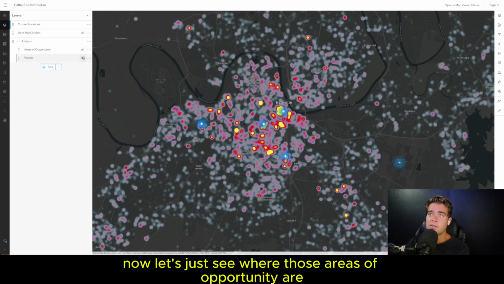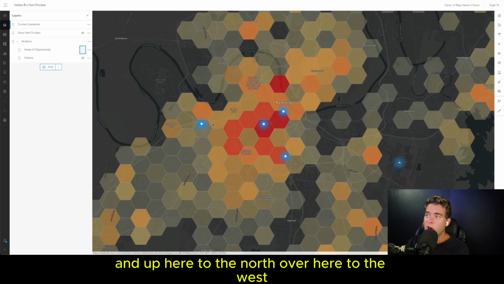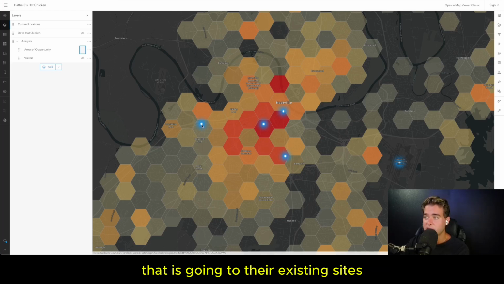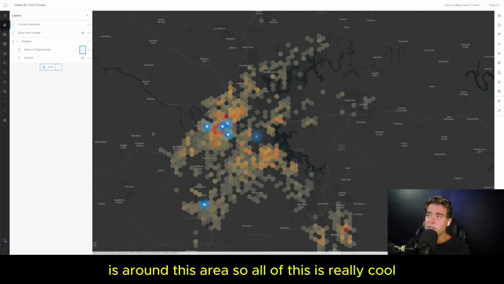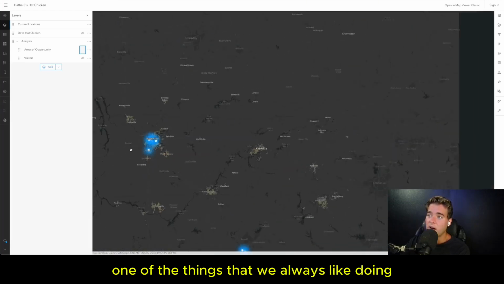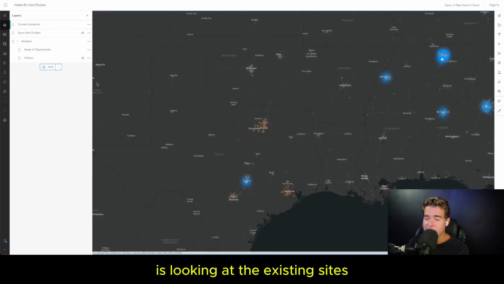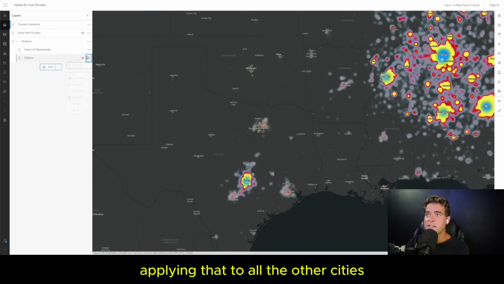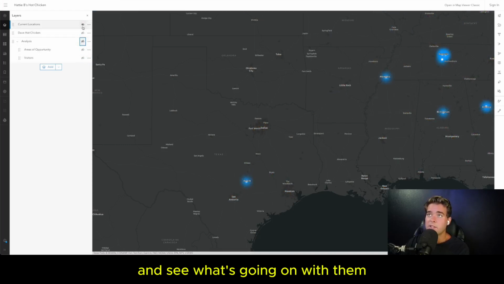Now, let's just see where those areas of opportunity are. So here you can see around these two sites and up here to the north, over here to the west, it doesn't look like their average customer that is going to their existing sites is around this area. So all of this is really cool. One of the things that we always like doing in a site selection analysis is looking at the existing sites, figuring out who their customers are, applying that to all the other cities, and then we can throw on their largest competitor and see what's going on with them.